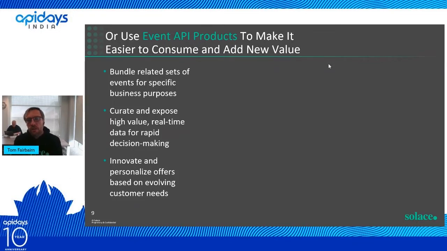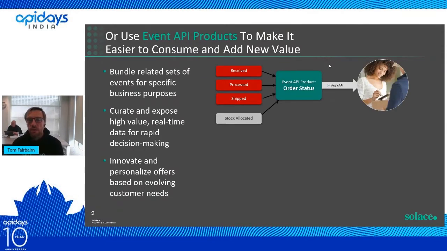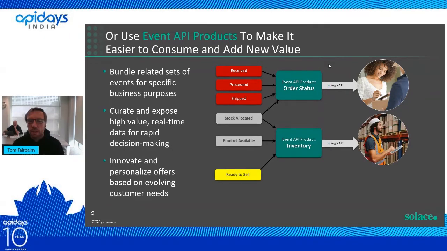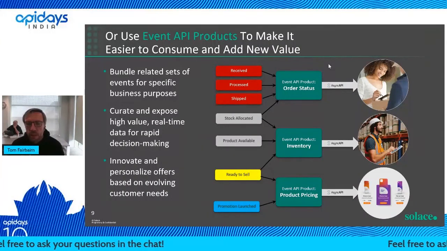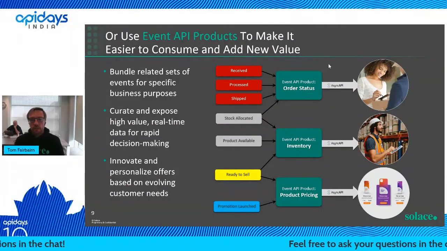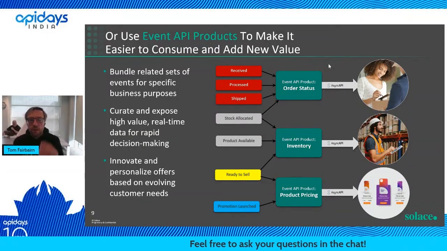Once we are starting to look at events as a product, as a bundle of products, we can start thinking about how we're going to evolve that product, not just the individual events, but the product as a whole. So if we look at our received, processed, shipped, and stock allocated events, we can bundle them together into an API product called order status. Similarly, we can look at our inventory event API product. We can look at our product pricing API product. And what we've done is taken a collection of disparate events from disparate systems and bundled them up.